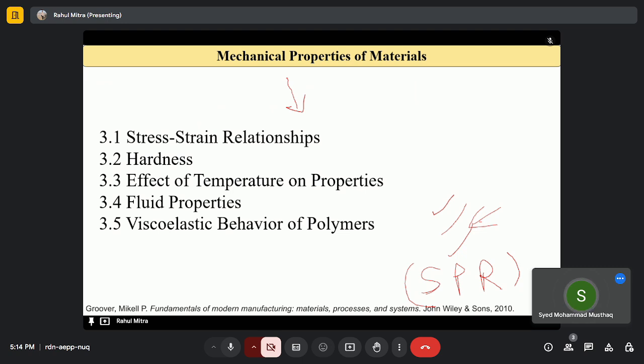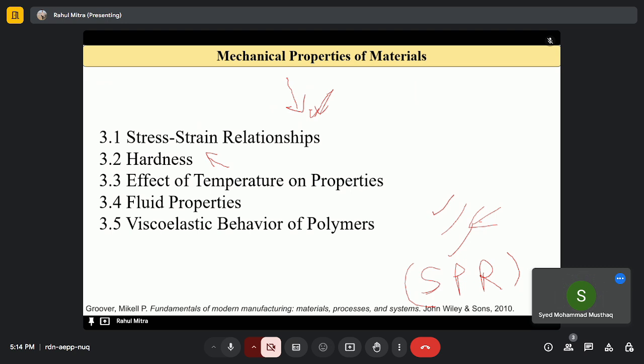So the stress strain relationships will give the study about the material, how it changes with respect to stress applied on it. The second one is the hardness, and the third one is the effect of temperature on the properties. The fourth will be the fluid properties, and the fifth is the viscoelastic behavior of polymers. So what we are going to discuss for now is the stress strain relationships and the hardness. These are the two things that we are going to discuss now.